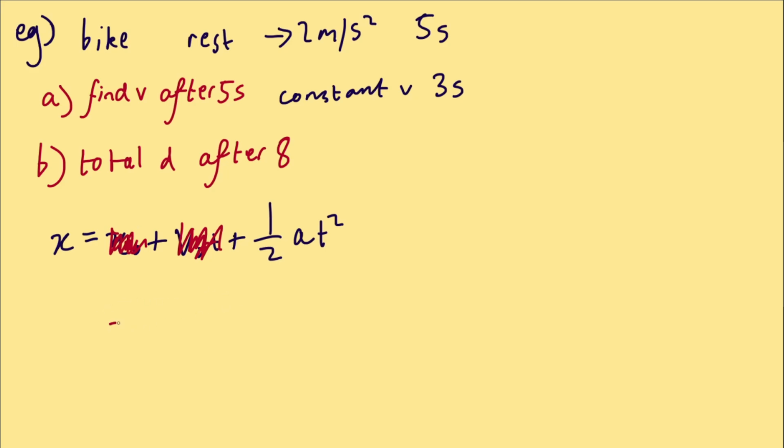Let's plug in our values. x is equal to 1/2 times 2 times 5 squared. So that is equal to 25 meters. So after 8 seconds, the bike moved 25 meters.